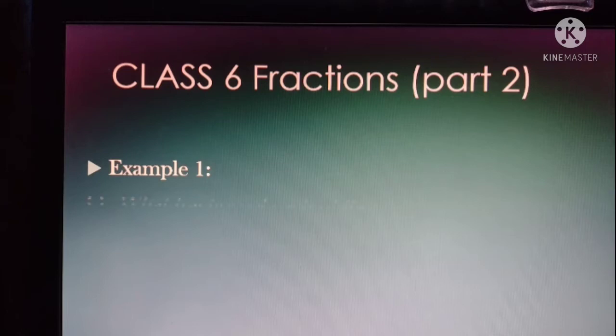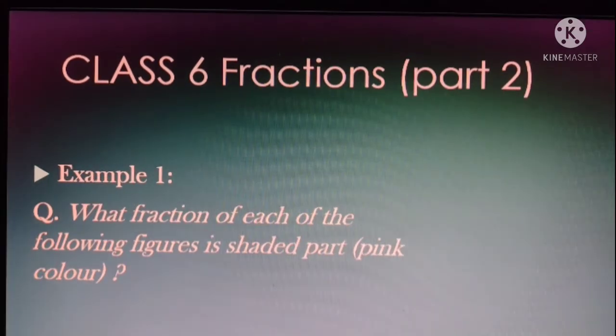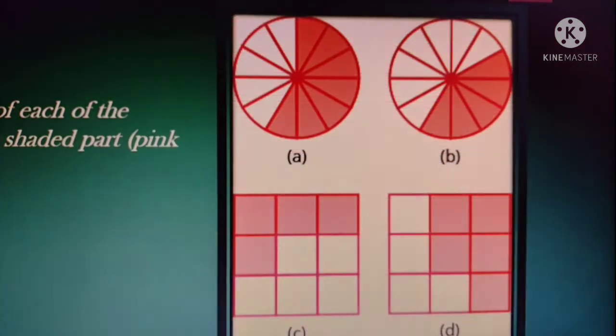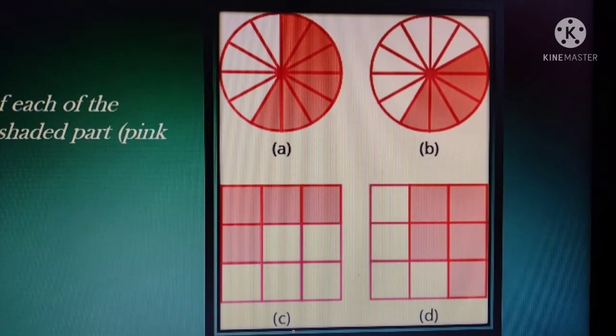Now let's see one more example. What fraction of each of the following figures is the shaded part? So here some figures are there and you have to write what fraction is the shaded part. So here is the picture. Now in this picture, in A, the whole has been divided into 12 equal parts. So first of all you have to give the division line and below the division line you have to write 12. That means the figure is divided into 12 equal parts.